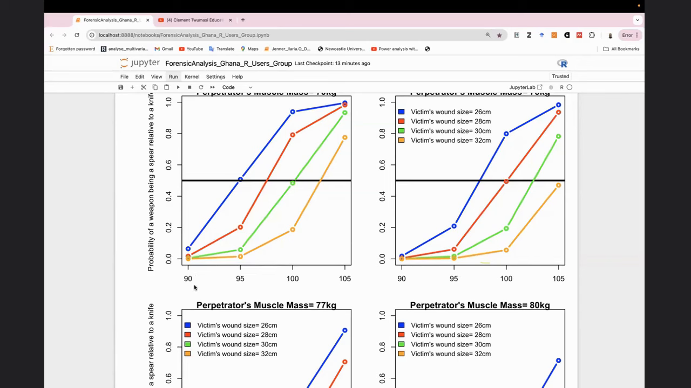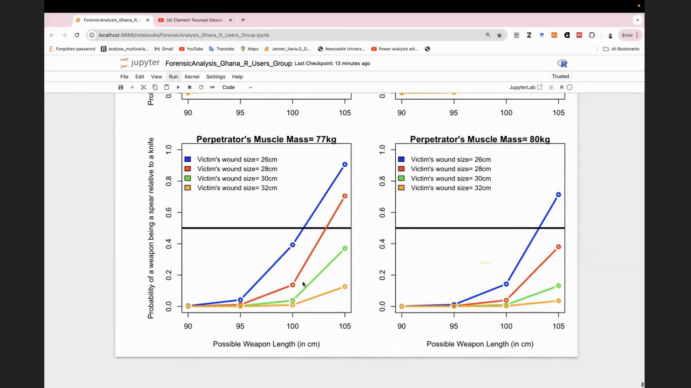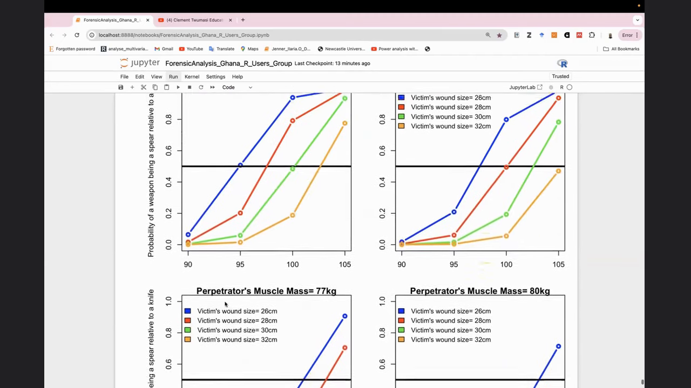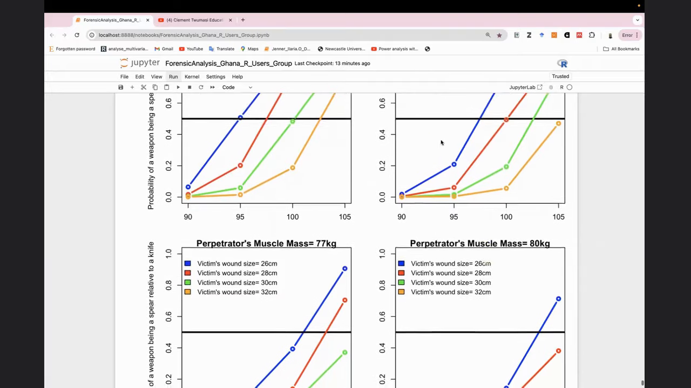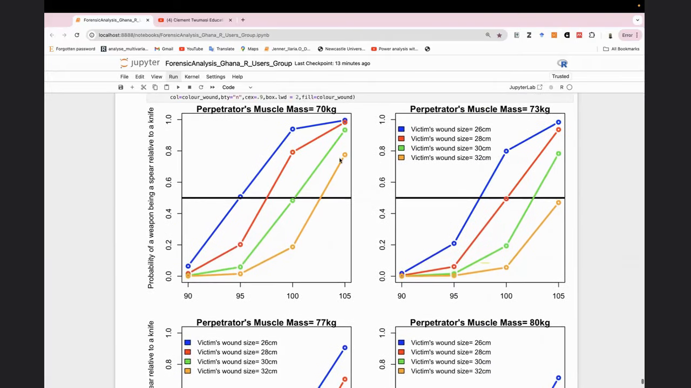All right, so it makes statistical sense why, as the weapon length increases, the probability of the weapon being a spear also increases. But there's also another thing you should note here. You notice that as muscle mass changes, the dynamics change. The dynamics are changing.